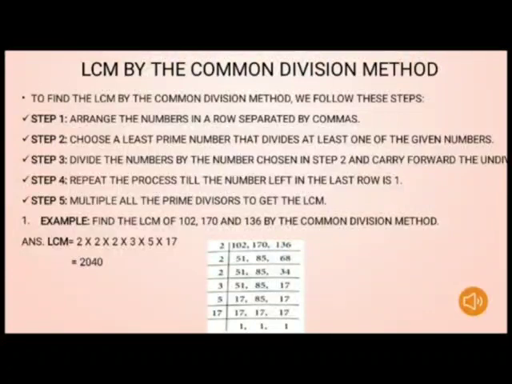Dear students, you can see it in an example. Find the LCM of 102, 170 and 136 by the common division method. You can see the division process in the table given there. You will do it step by step and then you will get the LCM as 2 into 2 into 2 into 3 into 5 into 17, and the LCM will be 2040.